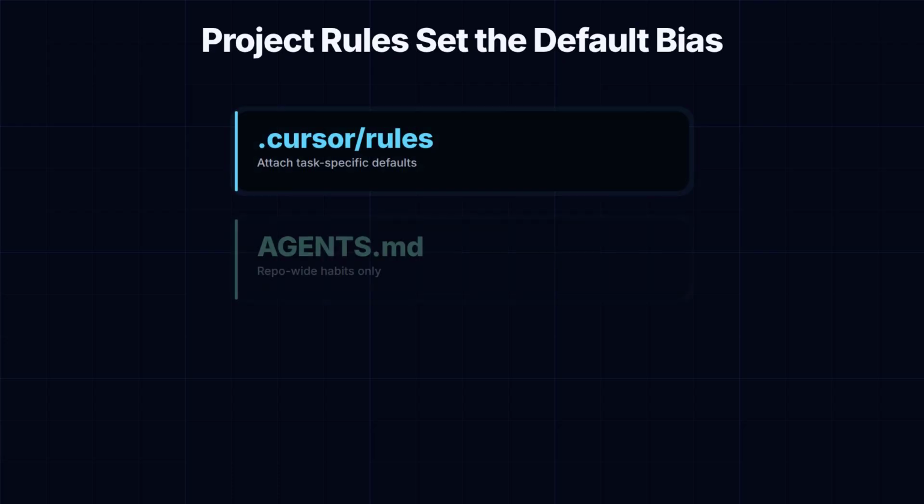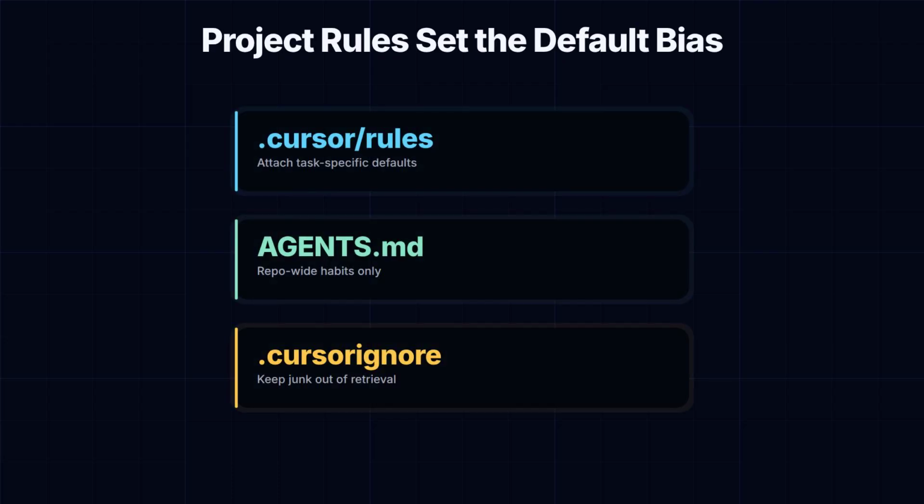Project rules are one of the reasons Cursor deserves its own explainer instead of a copy of the Codex story. The docs now describe .cursor/rules as the main persistent instruction surface, with different attachment modes depending on whether the rule should always apply or only show up for certain tasks. The same docs also support a root AGENTS.md for broader repo defaults.